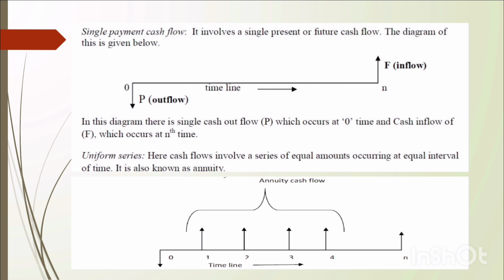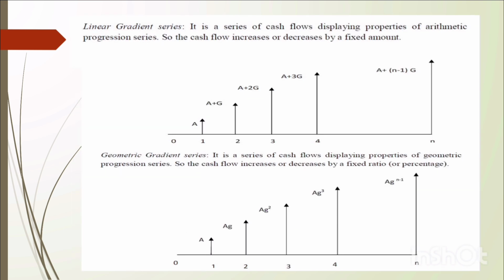Then the uniform series: here the cash flow involves a series of equal amounts occurring at equal intervals of time, and it is also known as an annuity. In this graphical representation, we use the annuity cash flows. The next one is the linear gradient series. It is a series of cash flows displaying the properties of an arithmetic progression, so the cash flow increases or decreases by a fixed amount. Then the geometric gradient series is a series of cash flows displaying the properties of a geometric progression, so the cash flow increases or decreases by a fixed ratio or percentage.